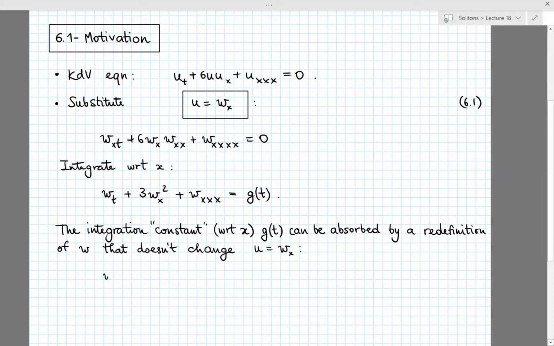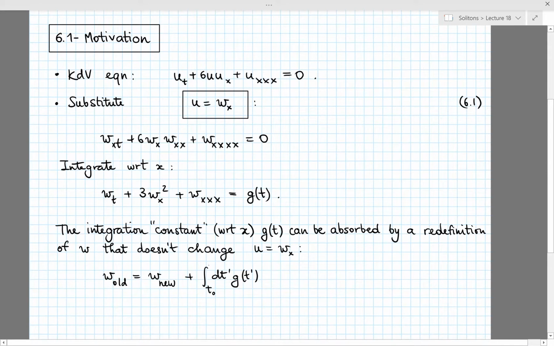So concretely, we can write the old w, which appears in the equation upstairs, as a new w plus a time derivative of g. So that when we calculate the derivative with respect to t of the old w, we get an extra term. We get the derivative of the new w plus an extra term, which is precisely equal to g_t, and that cancels the right-hand side.